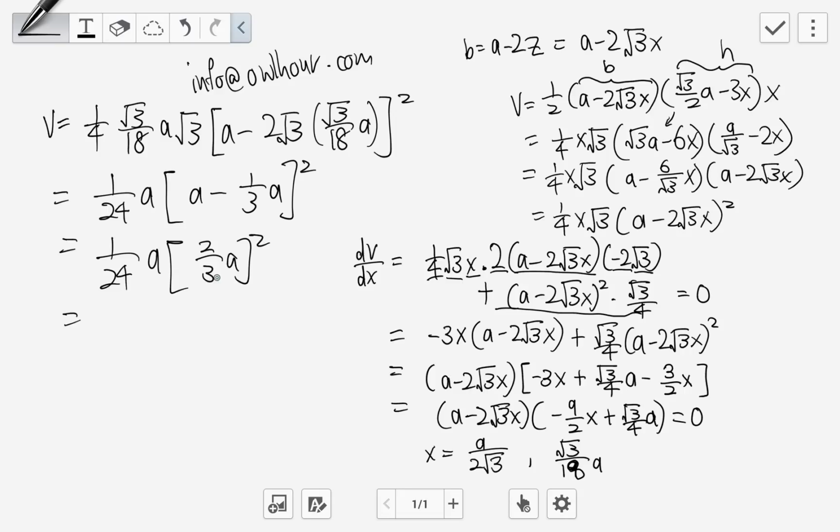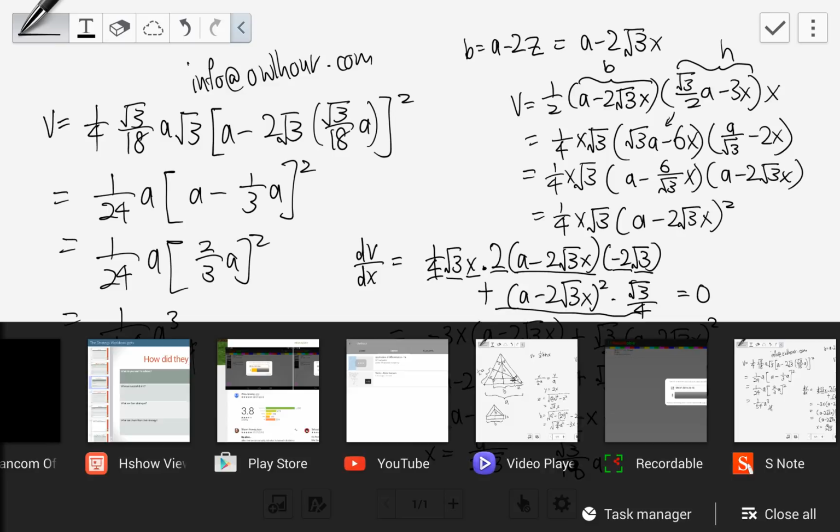So 2 times 2, 4, this will give me 16. 16 times 1 over 6 times 1 over 9 will give me 1 over 54 a squared, and a will give me a cubed. This is my maximum value of V, and yep, that's it.